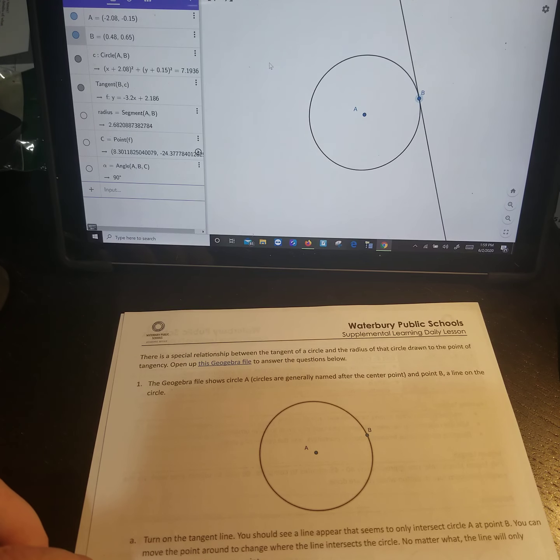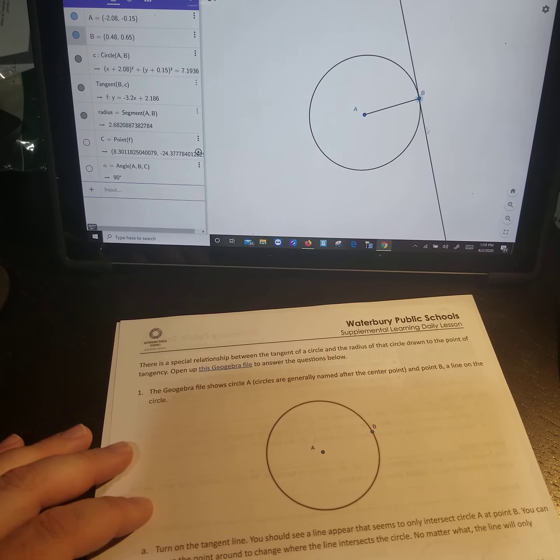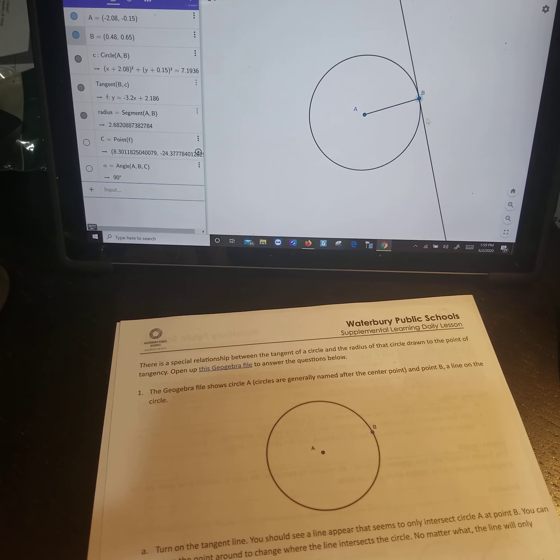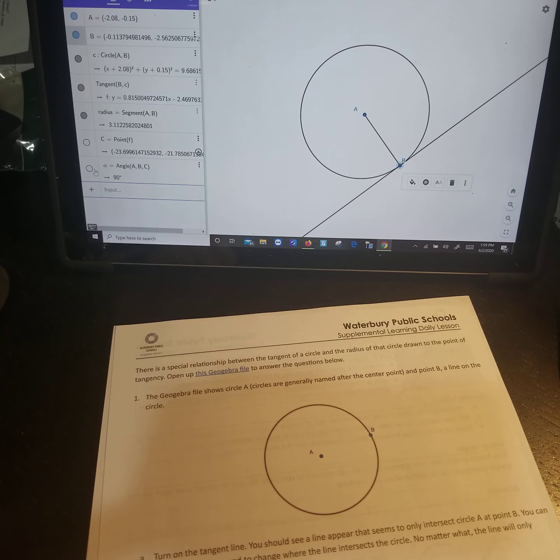Now, turn on radius AB. Radius, segment A to B. Oh, look, there you go. Now, what can you tell me about these two lines that appear? What does this look like? This segment to this line, what do they appear to be? And what does it always appear to be? If you turn on angle A, which is the next one, you'll get the answer for both B and C. Angle A is a 90-degree angle. Always.